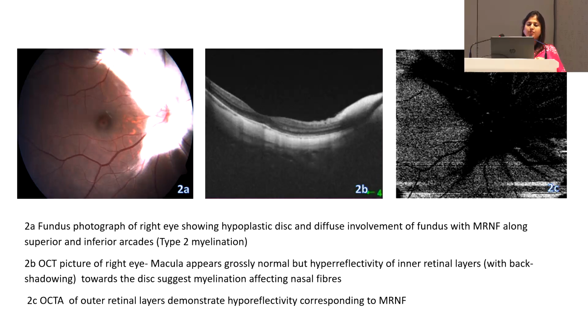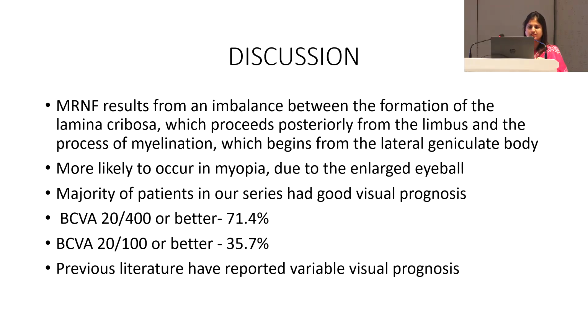The extensive retinal myelinated nerve fibers can be seen in the first picture, with hyperreflectivity on OCT due to the presence of these myelinated nerve fibers. And also on OCTA, we can see that there is hyperreflectivity corresponding to the presence of myelinated retinal nerve fibers.